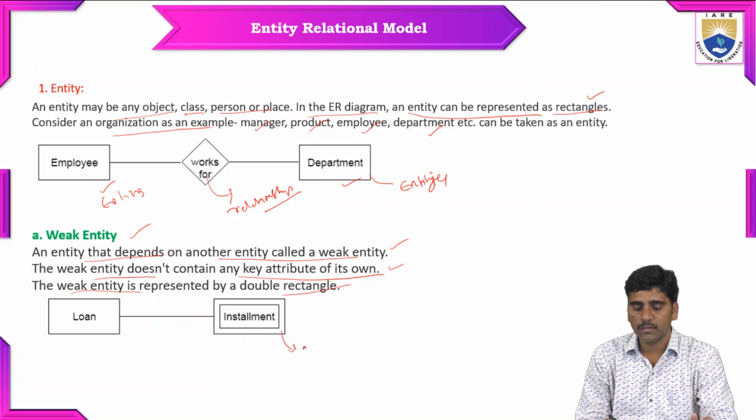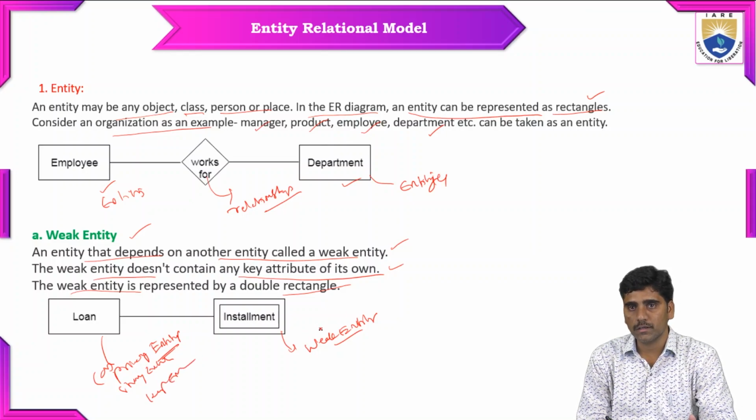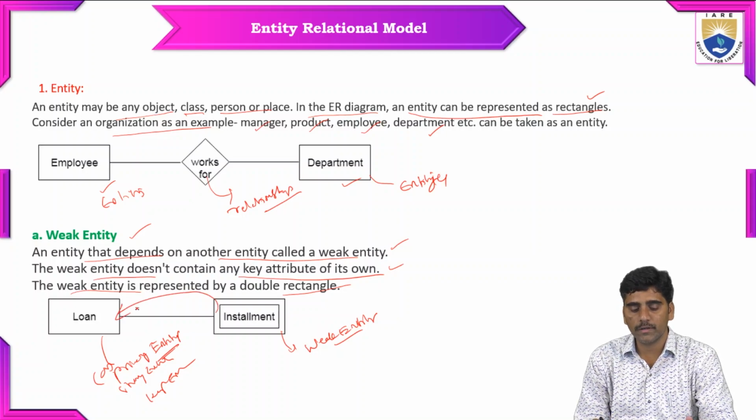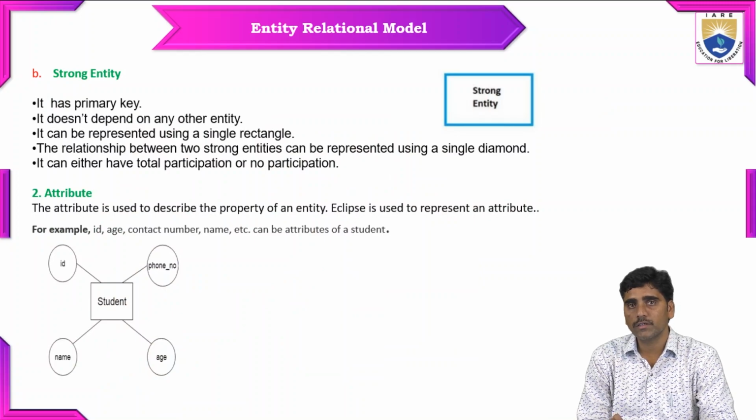So here, this is a weak entity because it is depending on this primary entity. This is a primary entity, or strong entity, or key entity also. So here the installment is a weak entity which is depending on the loan entity. This will be represented by the symbol called a double rectangle. The next one, second one, strong entity.